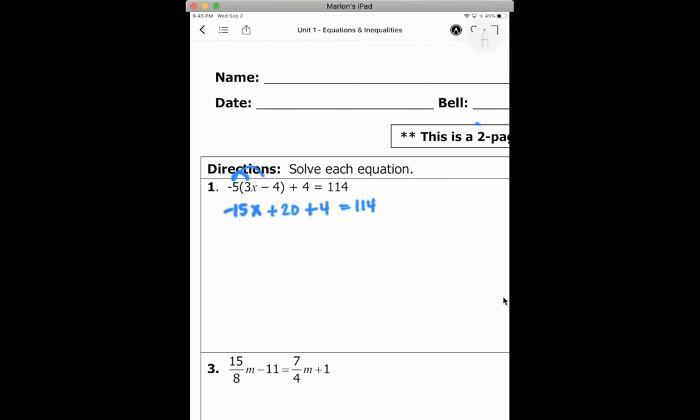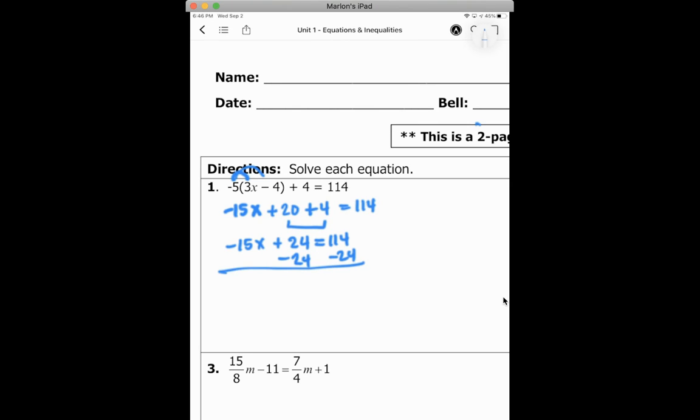All right, let's combine like terms. Of course, we only have negative 15x as the only term that has a variable on it. So that means we cannot combine that with 20 and 4. We can combine, however, 20 and 4. So that gives us negative 15x plus 24 equals 114. All right, so we want to solve for x, so we'll keep that on the left side. So we'll subtract 24 from both sides of our equation.